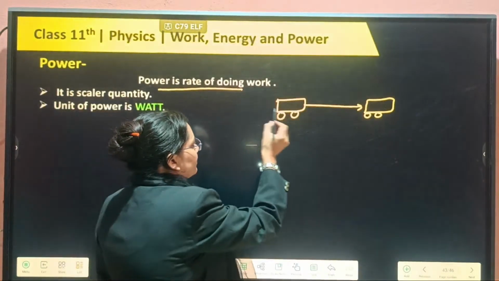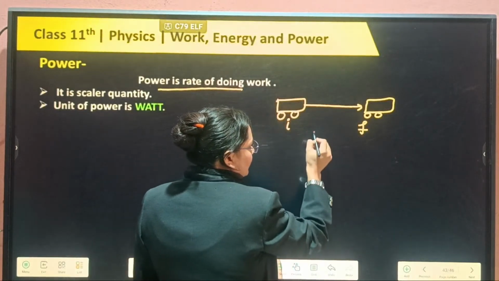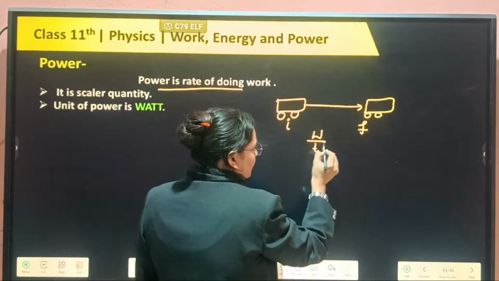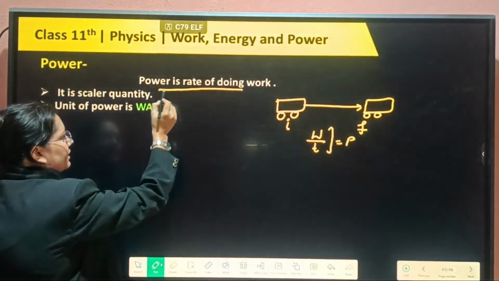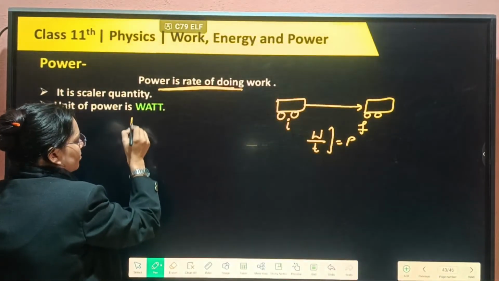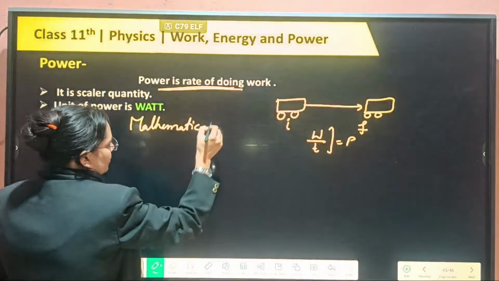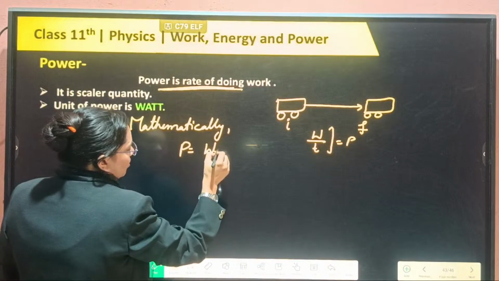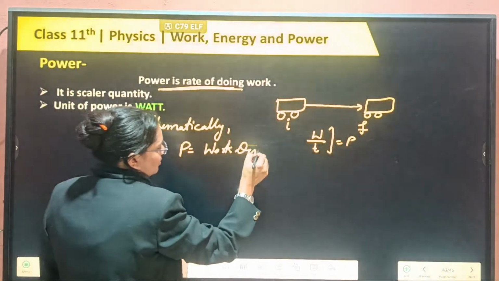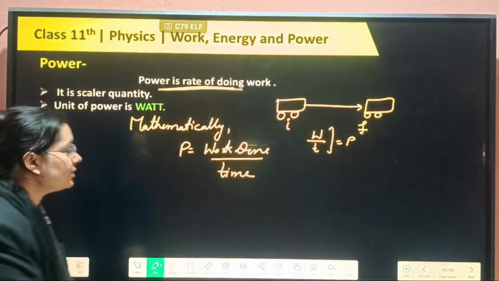Clear? So this work is shifting from here to there, then how much work is done in how much time, that is known as your power. So here power is the rate of doing work. We can express it mathematically. We can say power equals work done per unit time, that is known as the power.